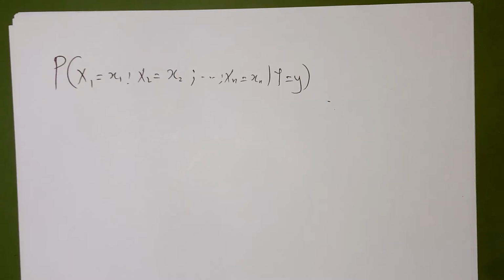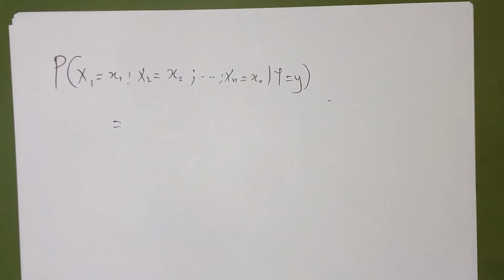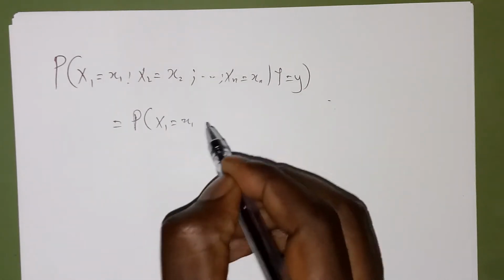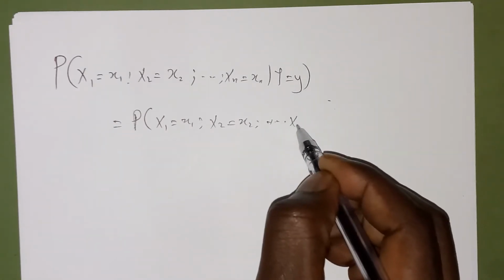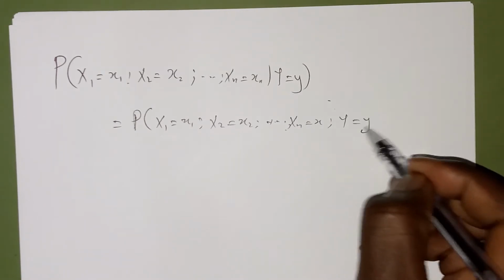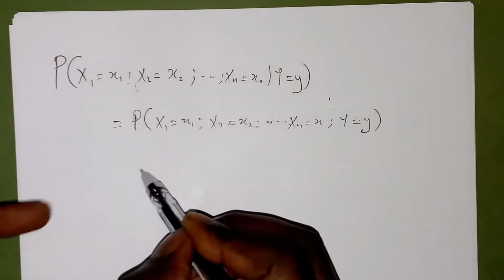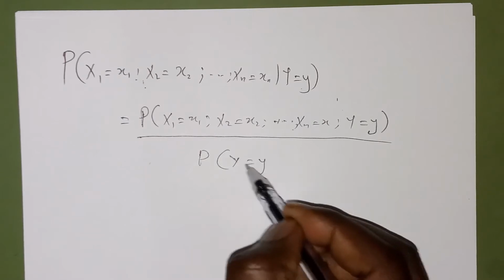From conditional probability we know that this probability is equal to the probability that X1 equals x1, X2 equals x2, up to Xn equals xn, and also Y equals y. So from the rules of conditional probability, we take the probability of the event where all of this occurred at once, then we divide all this by the probability that Y equals y.